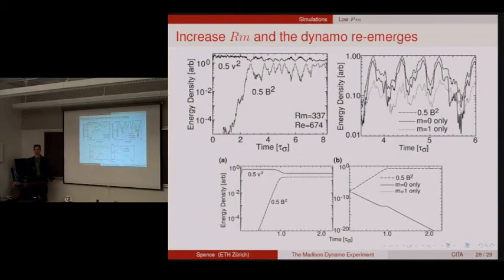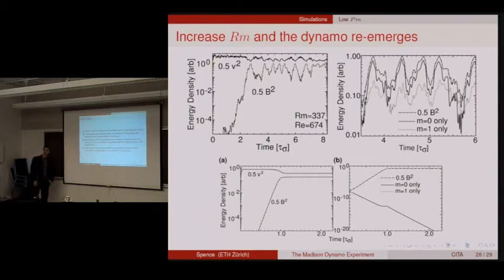There's been some work done by Jackson and Livermore over at Leeds where they examined axisymmetric flows and found that axisymmetric dynamos or fields would grow on short time scales, so maybe this could be related to that, but it's not really clear. Anyway, to summarize, we've built a liquid metal dynamo experiment in Madison, Wisconsin, and it currently does not dynamo.